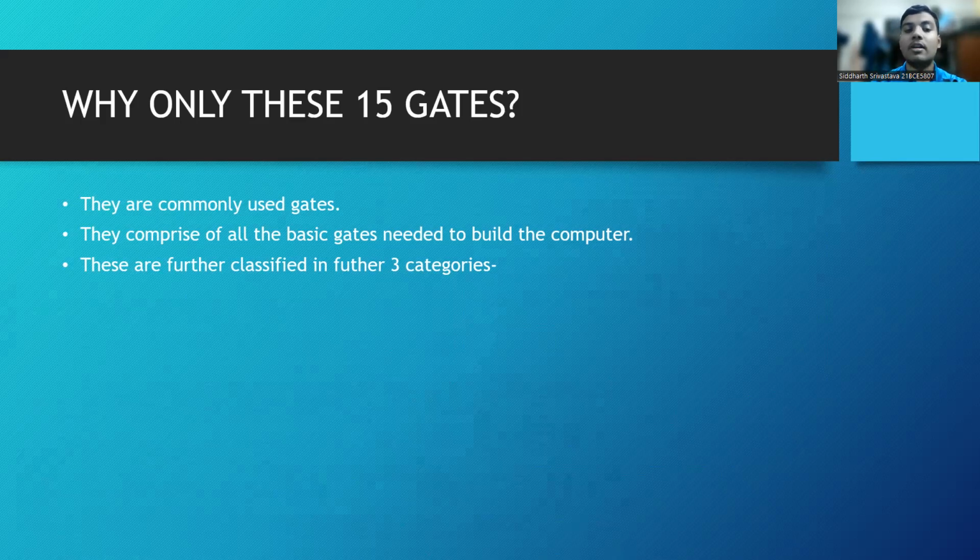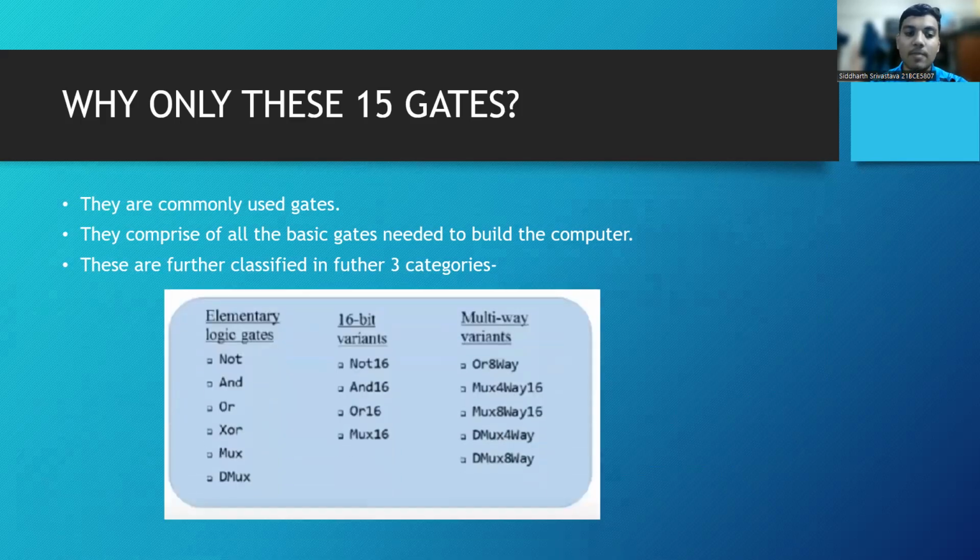And further, they are classified into 3 categories: elementary logic gates, 16-bit variants, and multi-way variants. Elementary includes NOT, AND, OR, XOR, MUX, DMUX. 16-bit includes NOT 16, AND 16, OR 16, MUX 16. Multi-way variants include OR 8-way, MUX 4-way 16, MUX 8-way 16, DMUX 4-way, DMUX 8-way. So now let's move to simulation part.